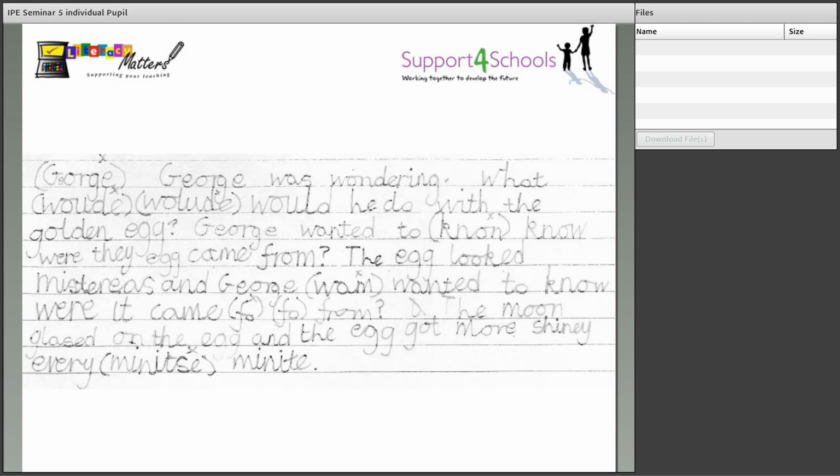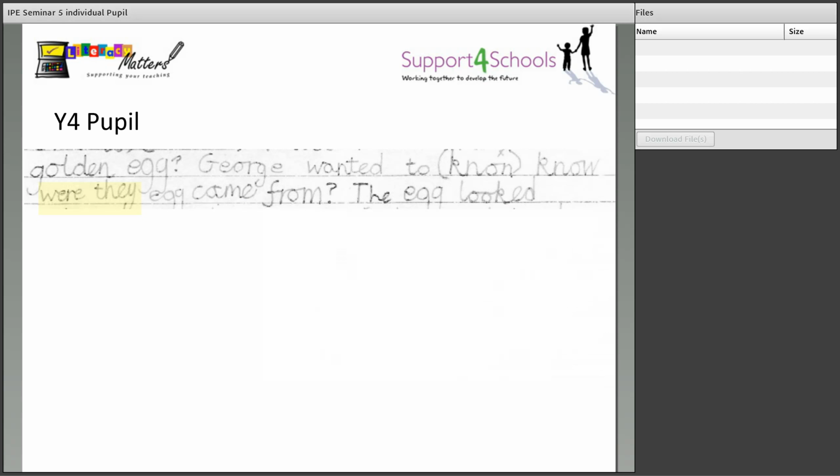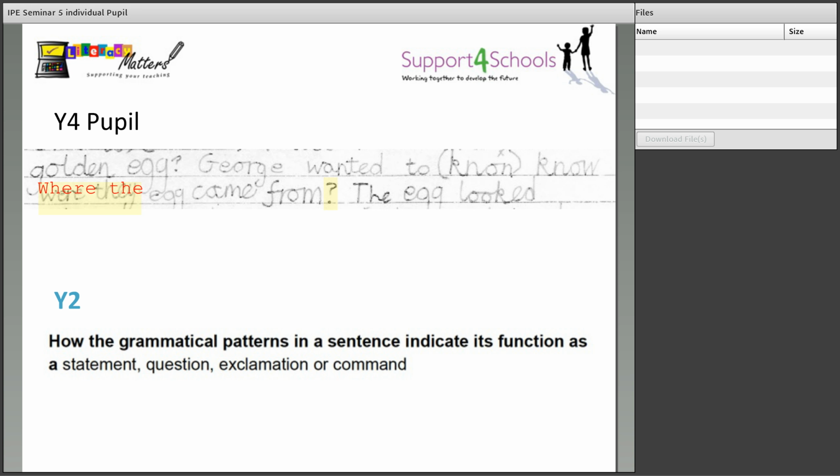This is also a Year 4 pupil here, and I want to look at that sentence there, which says George wanted to know where the egg came from. And of course, it should be, for a start, where the egg came from. But the biggest problem with it is that it's got a question mark there. This is a statement sentence. George wanted to know where the egg came from. That is a statement, but it's got a question mark. So again, an example of this pupil isn't clear about those different functions of sentences.